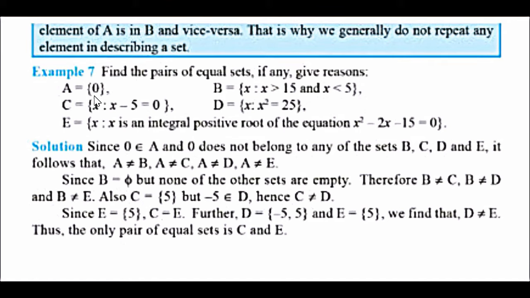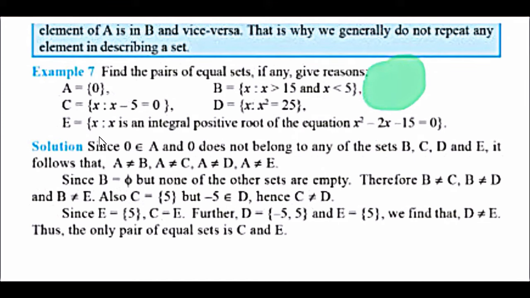Now we'll take certain examples. This is example 7, and we want to find out which sets are equal or not. So A is 0, B is the set of numbers which are greater than 15 and less than 5. Can you find any number which is greater than 15 and less than 5? There is no number as such, so this is an empty set. Then C is the set of x such that x minus 5 is equal to 0, so x is equal to 5 is the solution. Here, x square is equal to 25, so x can be minus 5 also, x can be 5 also.